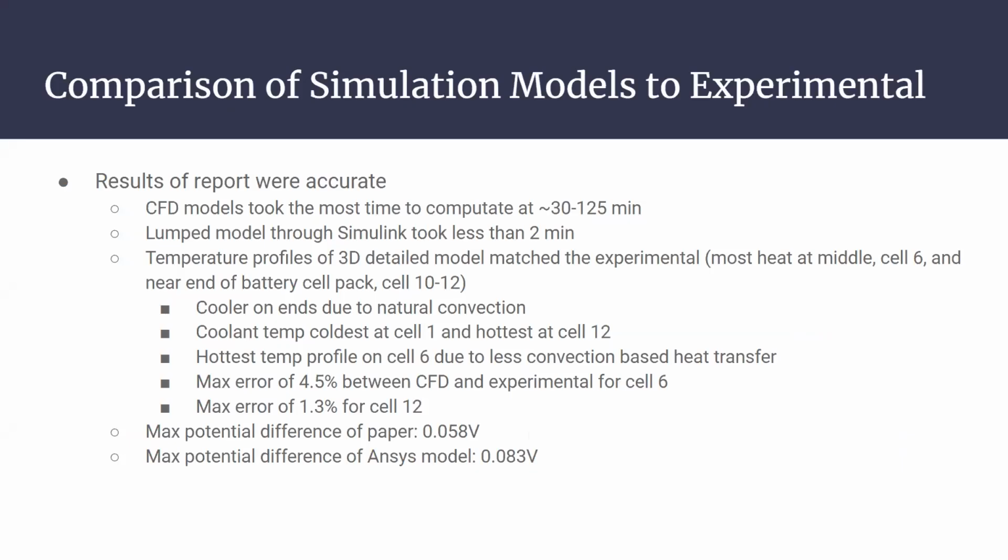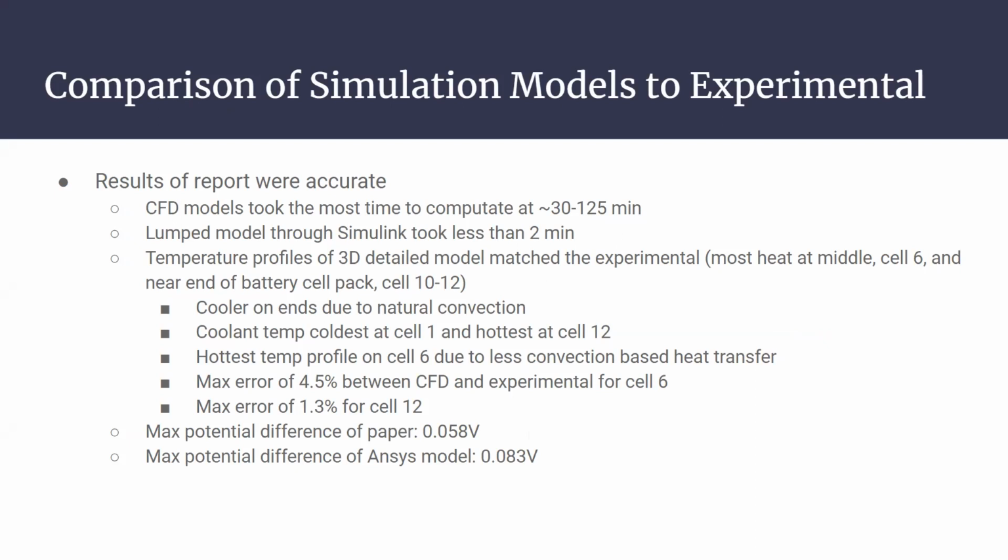So the comparison of these simulation models to the experimental resulted in that the results of the report were accurate. The CFD models took the most time to compute, about 30 to 125 minutes, while the lumped models for Simulink took less than 2 minutes. The temperature profiles of the 3D detailed model matched the experimental, with most heat being in the middle and near the end of the battery cell pack. They had cooler ends due to the natural convection.